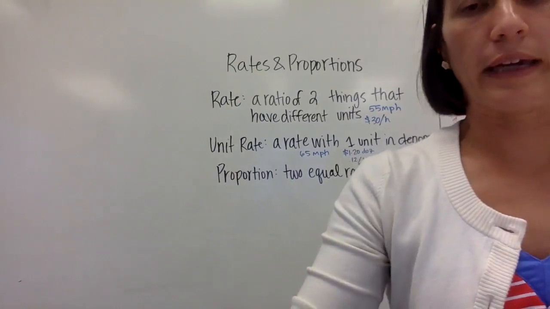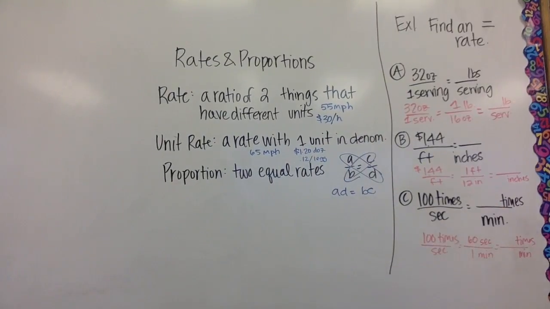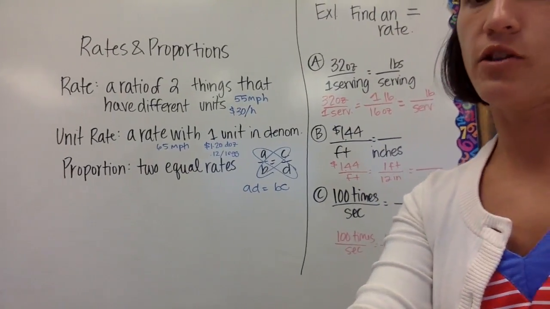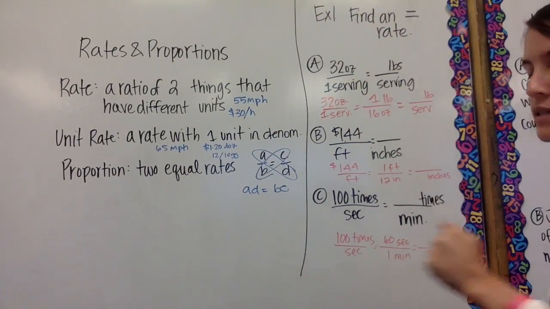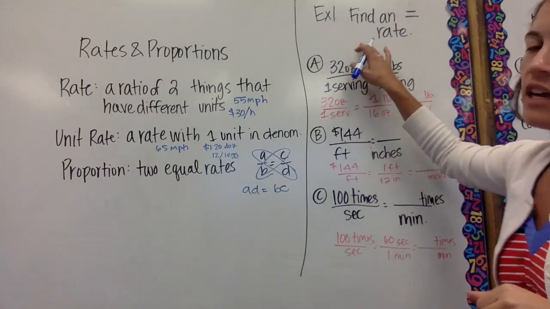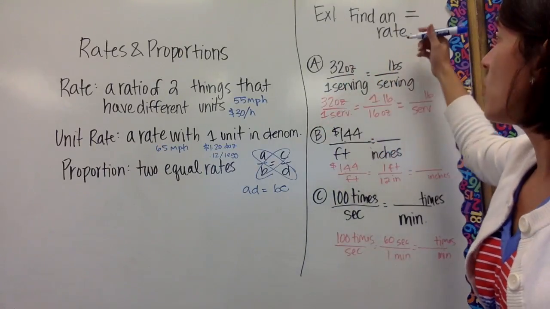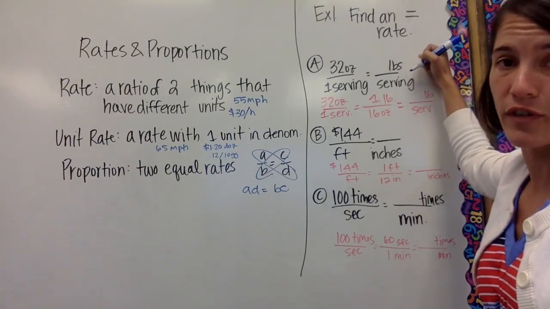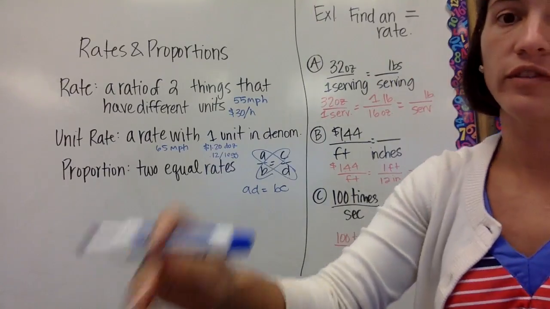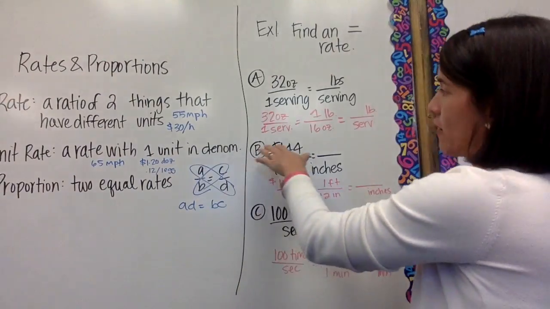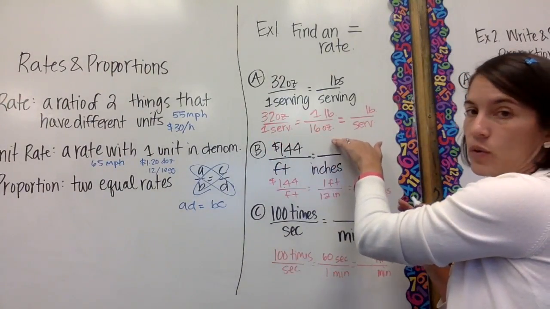So we're going to work a little bit first with finding an equal rate. I've already gotten some work, so pause it, copy this down. If you see something that says 32 ounces is 1 serving, but they want to know how many pounds per serving, we need to convert it using equivalent rates. I don't know if you can see the red, I've shown you how to set up equivalent rates.